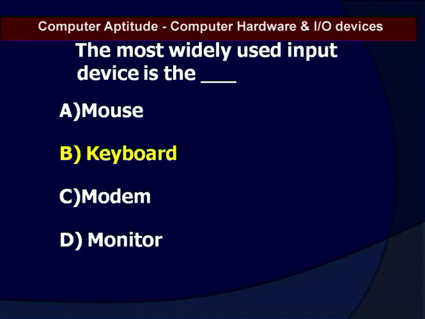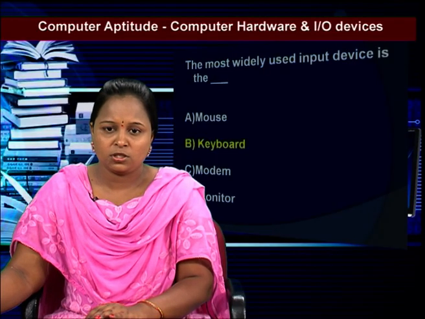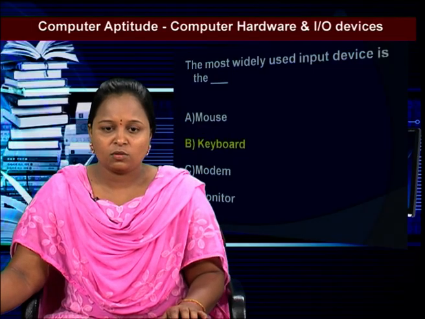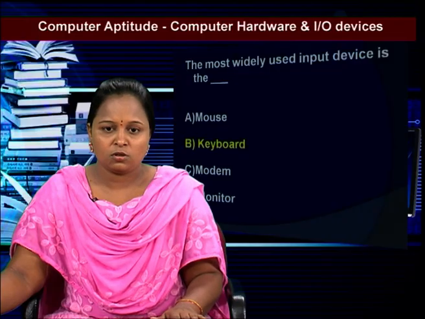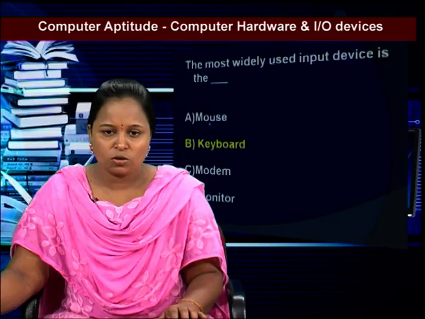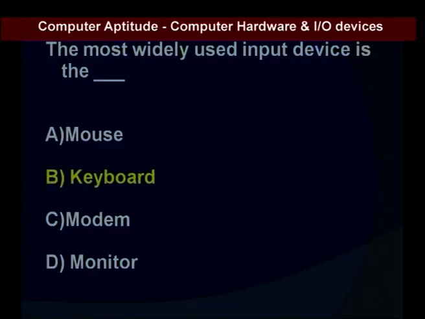Next, coming to questions posted in examinations. The widely used input device is the keyboard. It is the most used. Whatever we write in this system, we have to use the keyboard. That is why we choose the keyboard here. The mouse is also there, but the mouse does not work for typing any matter. So that is why we choose the keyboard.